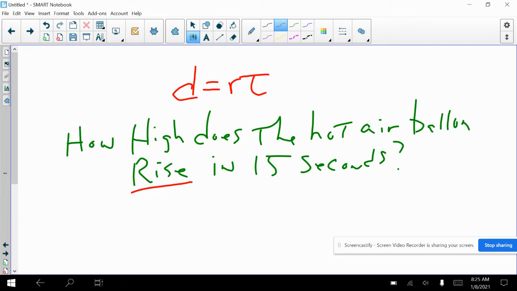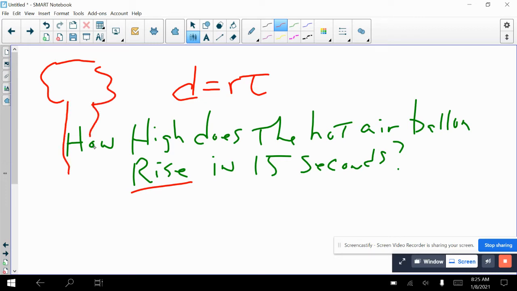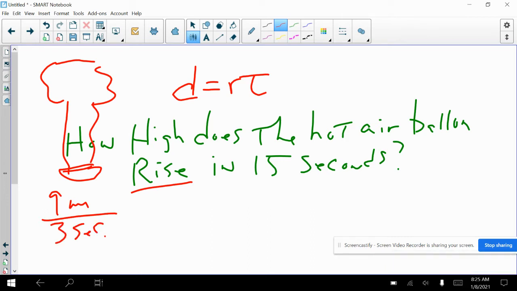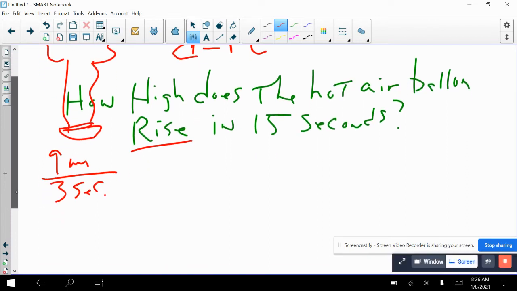Now, what you don't see is that in your book, there's a picture of a balloon over on the right, and underneath it, it says it rises 9 meters every 3 seconds. It rises 9 meters every 3 seconds. Once again, you need to take a look at the pictures in the book.